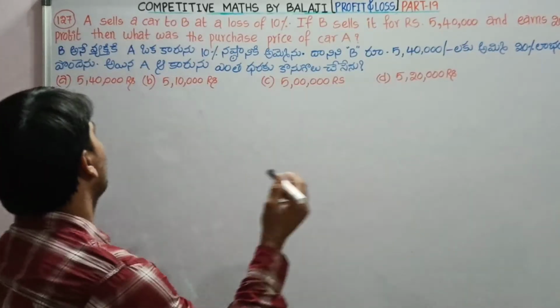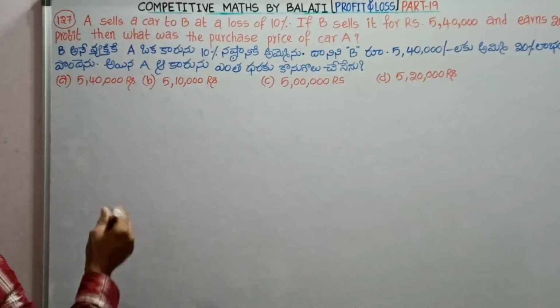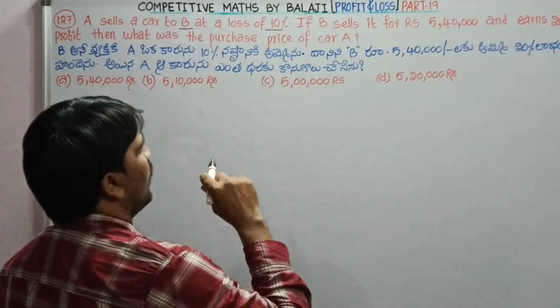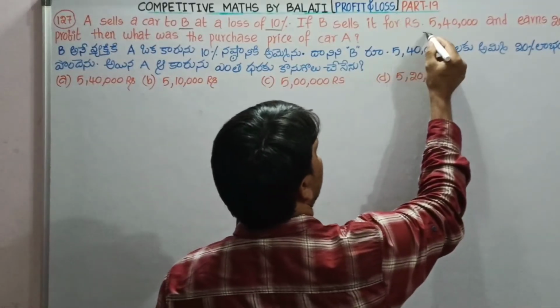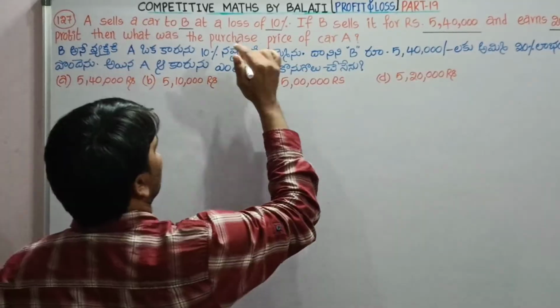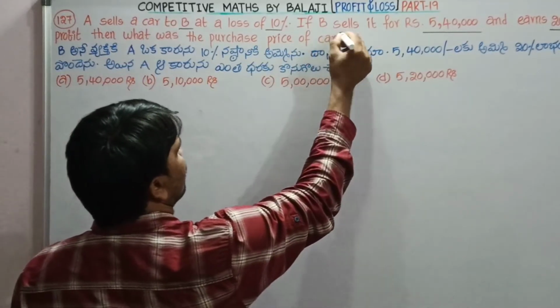Next question, question number 127. A sells a car to B at a loss of 10%. If B sells it for rupees 5,40,000 and earns 20% profit, then what was the purchase price of the car for A?